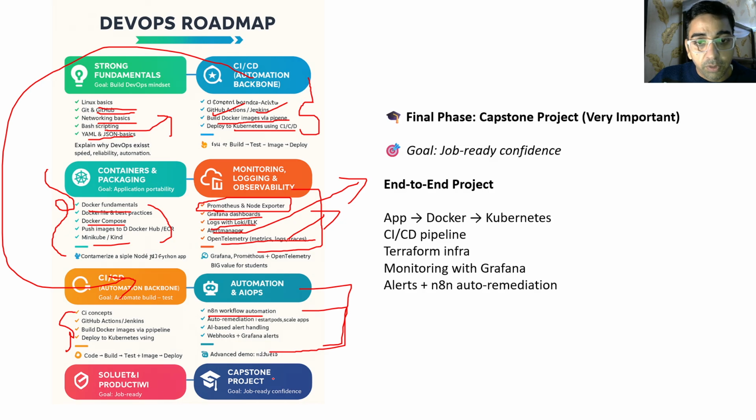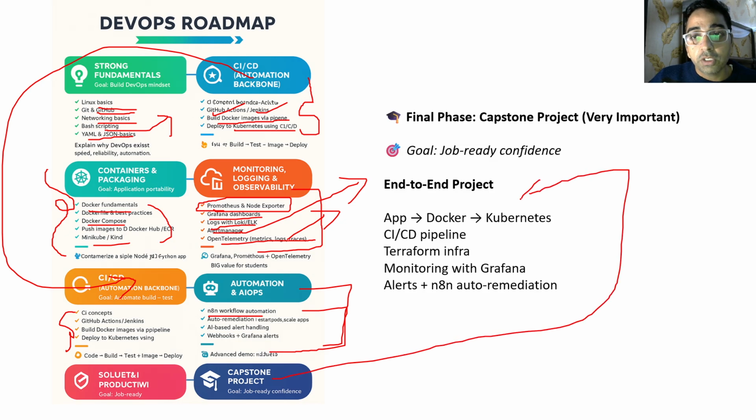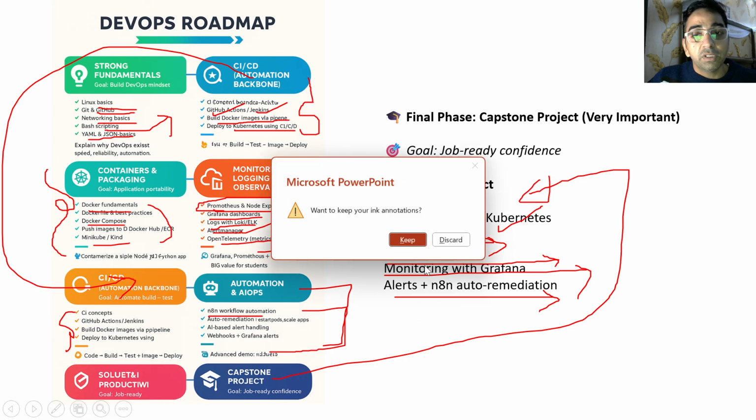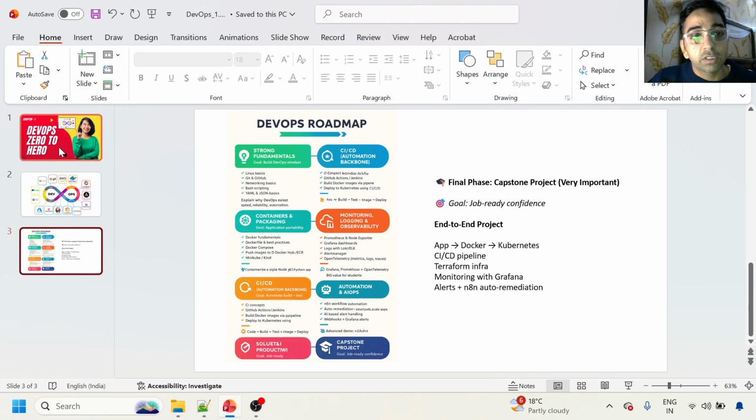And last but not the least, we'll be doing a full-fledged project where we will create an application, build it into a Docker image, and deploy it to a Kubernetes cluster. We'll deploy it with a CI/CD pipeline. Definitely, we will use Terraform to roll out or spin up any infrastructure from the cloud. We will monitor the application with Grafana. And last but not the least, we'll auto-remediate things with the help of n8n and a few other things that are available. So that is pretty much what we are going to do in this course.